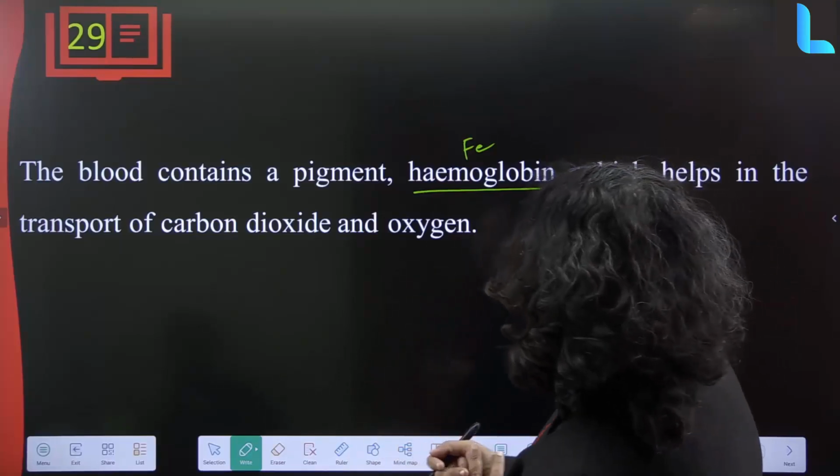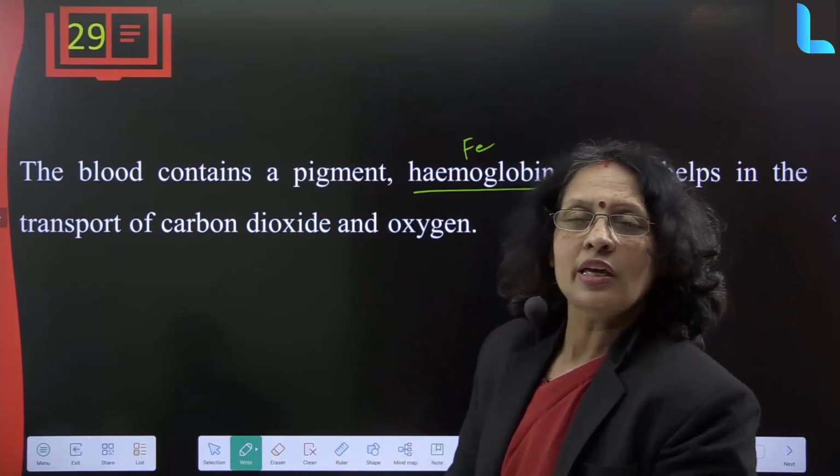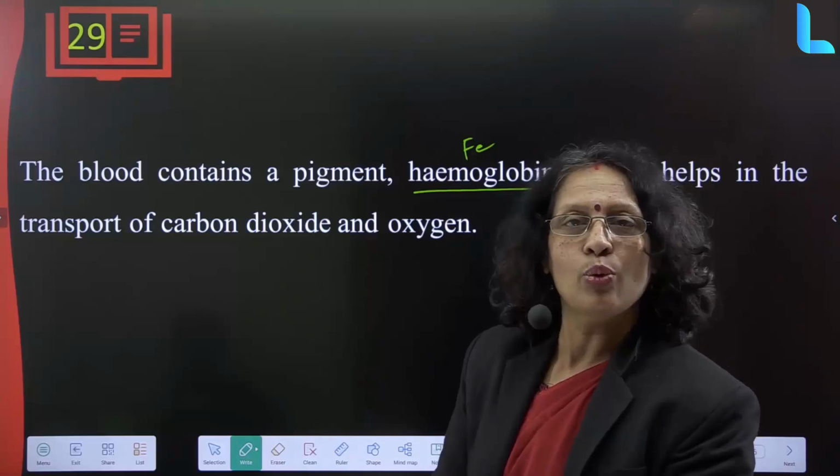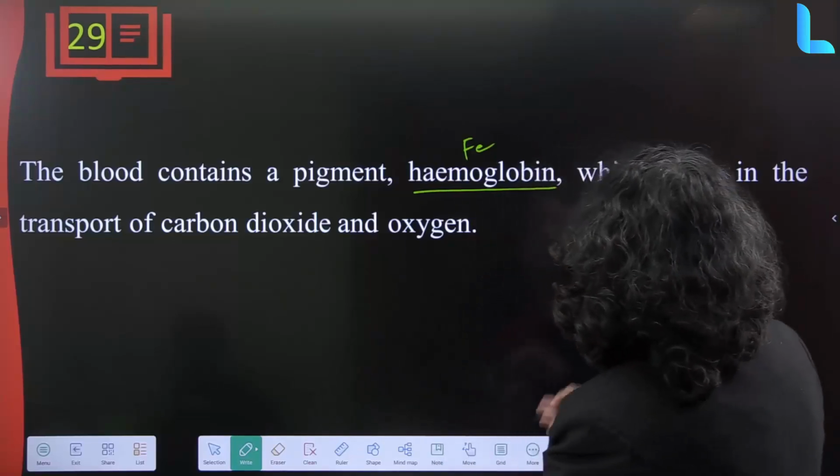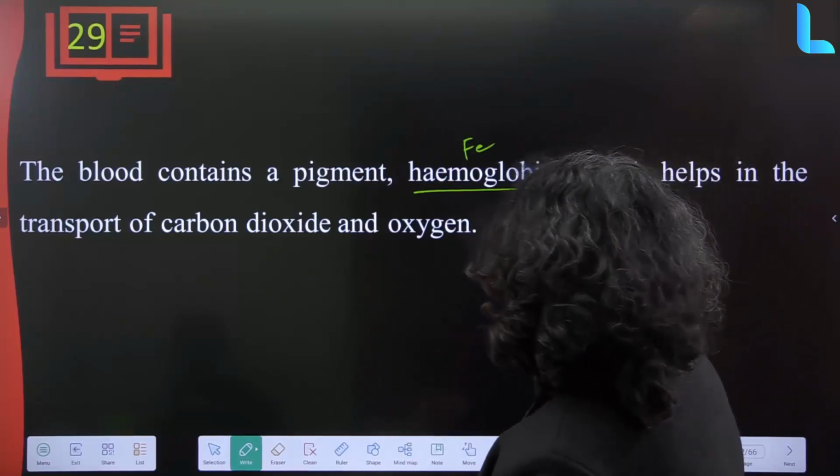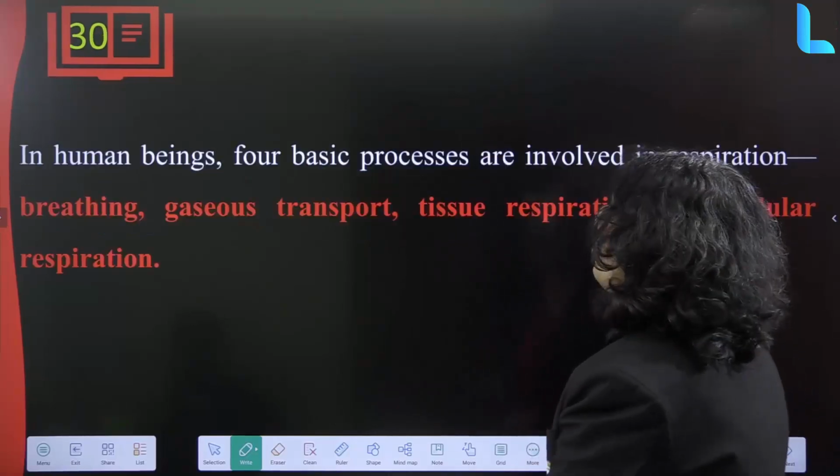So the blood contains a pigment called hemoglobin. Hemoglobin has iron as its main component, the main pigment present in it, which helps in the transport of carbon dioxide and oxygen to the body parts.